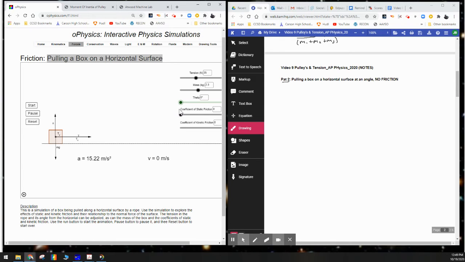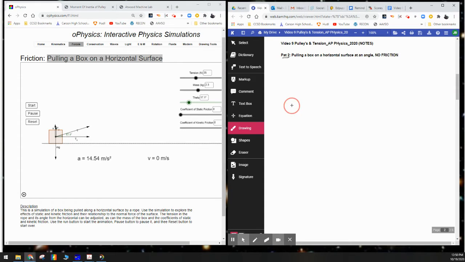So if I'm pulling this at an angle, the scale reading begins to decrease. So the normal force acting on the block decreases because there's an extra Ty component here. All right, so what does that mean? So let's take a look at it here. Here we have our block here. And again, no friction.